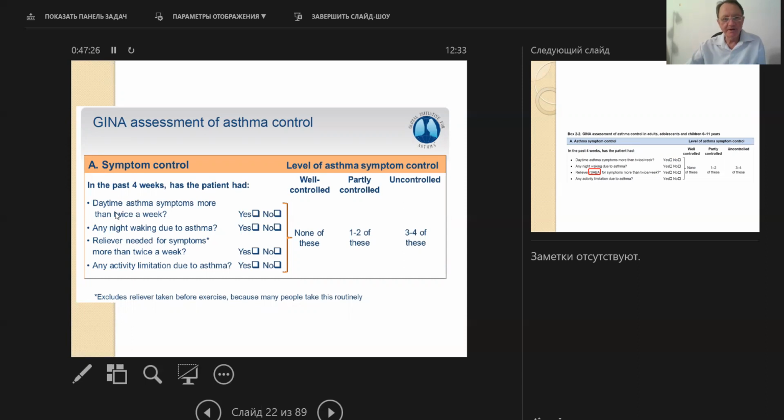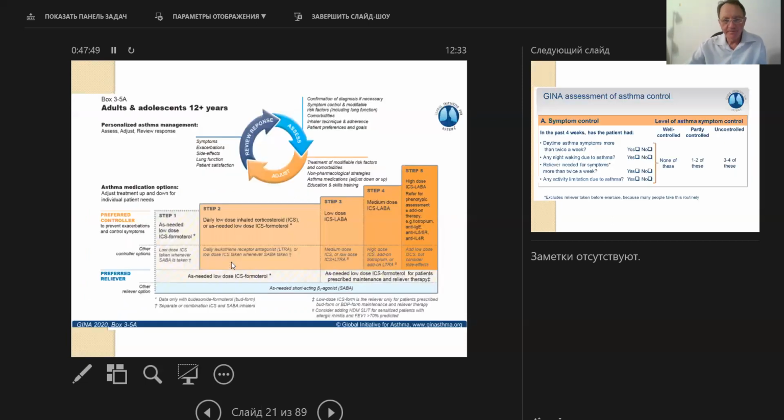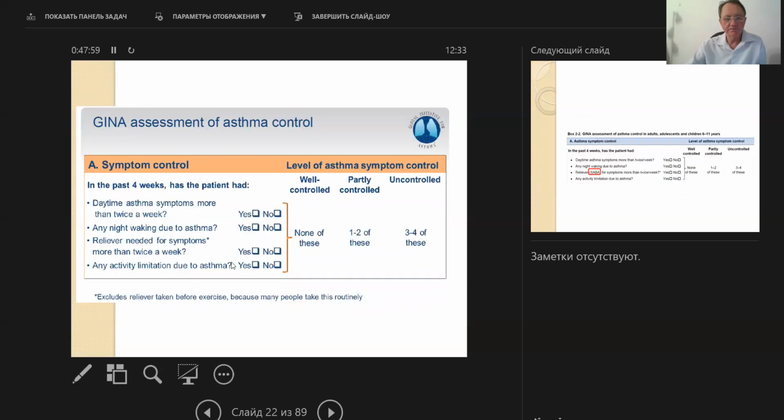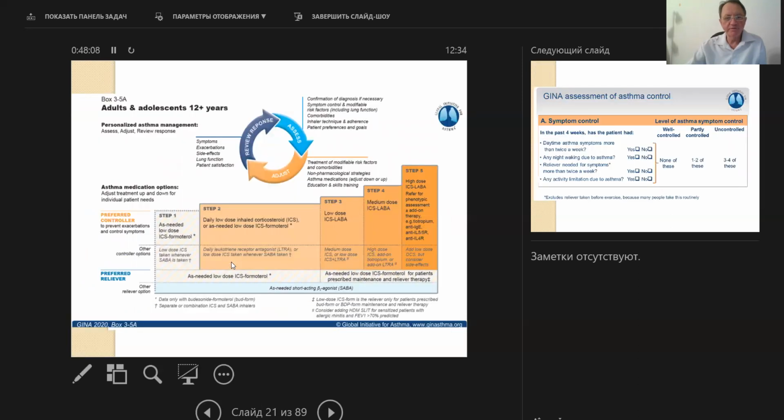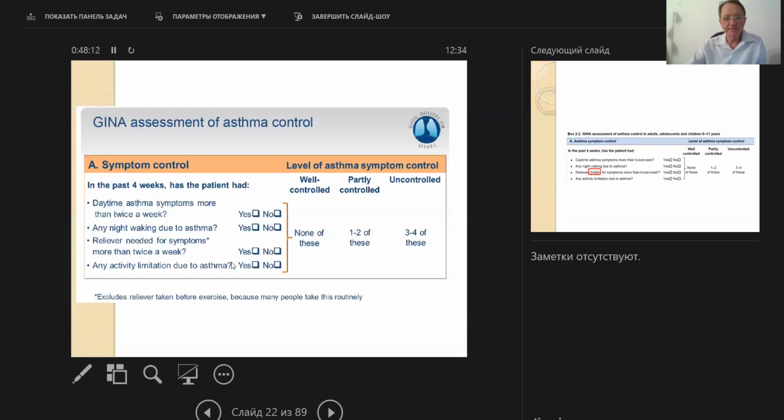For example, daytime asthma symptoms more than twice a week? No, 0 points. Any night awakening due to asthma? No. Reliever needed for symptoms more than twice a week? No. Any activity limitation? No. That's why we can make the conclusion that the patient has severe bronchial asthma, severe course, but a well-controlled course. We reached this controlled course, asthma control, using this five-step treatment.